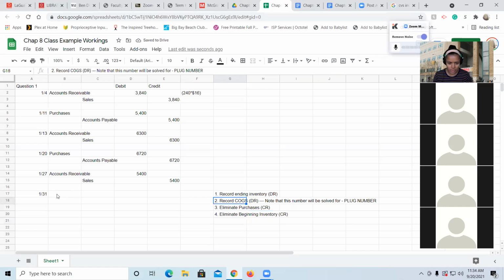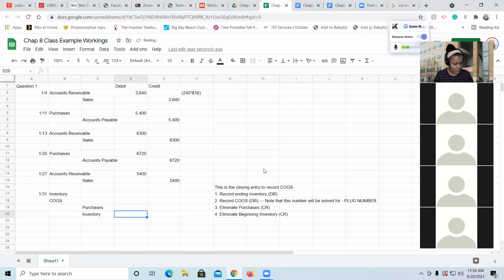So again, if you were not paying attention to what I'm writing about, this is the closing entry to record cost of goods sold, all right? That's what we're trying to do here. And if you follow these steps, you'll be fine. So we know we need to debit inventory. I don't know what the number is, doesn't matter. I'm just building everything. Cost of goods sold is also a debit. Purchases is a credit. And then there's another inventory credit.